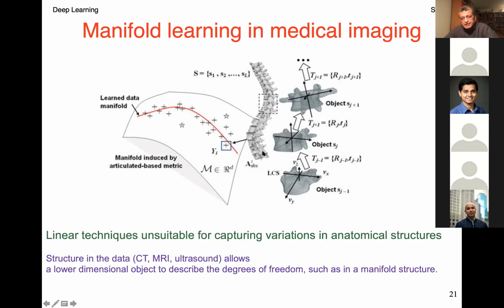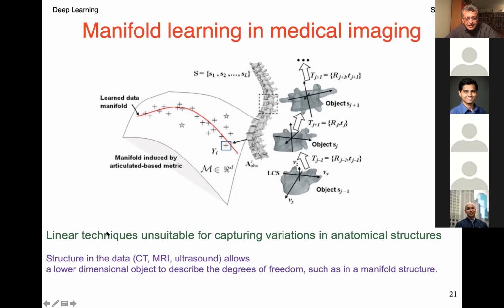Spinal cord. And each of these is a bony structure like this. And these bony structures are all represented over here. This is object Sj minus 1, object Sj, object Sj plus 1. And there is a certain angular connection for these. And they were saying manifold induced by articulated based metric. So they're saying these seem to lie along a particular manifold, a learned data manifold.